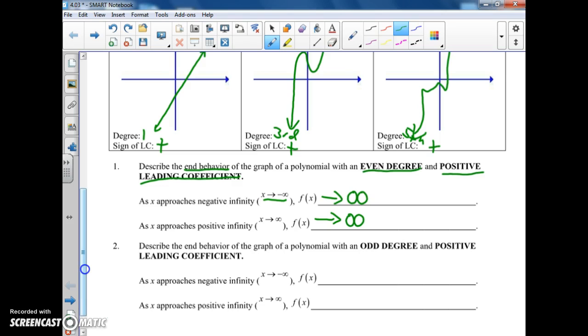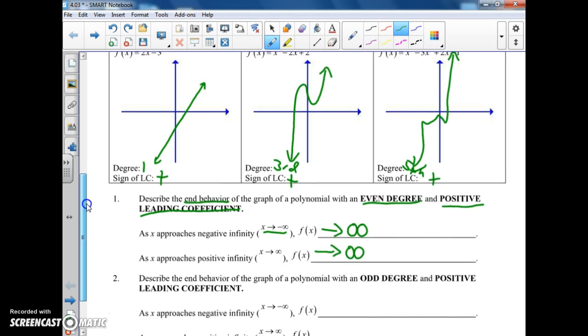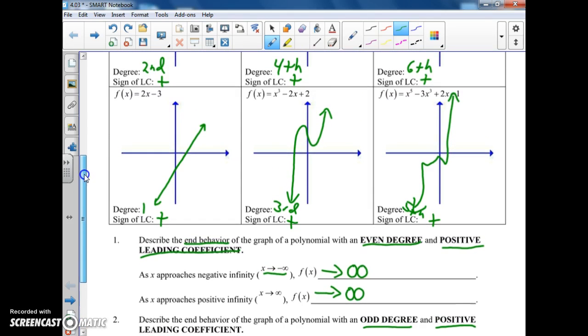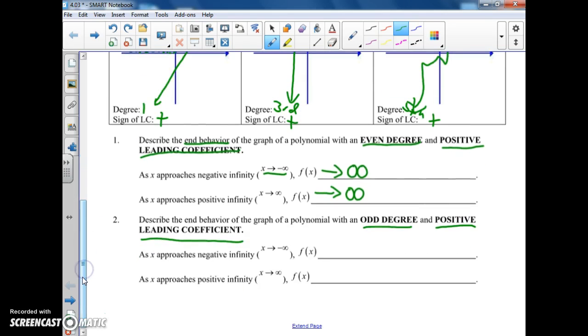Let's go to the second set of problems. This is the 1, 2, 3 on the bottom. Now this time we have an odd degree and a positive lead coefficient, right? So take a look at this. As x approaches negative infinity, where's the graph going? Negative infinity, right? So f of x or y goes to negative infinity. It approaches negative infinity.